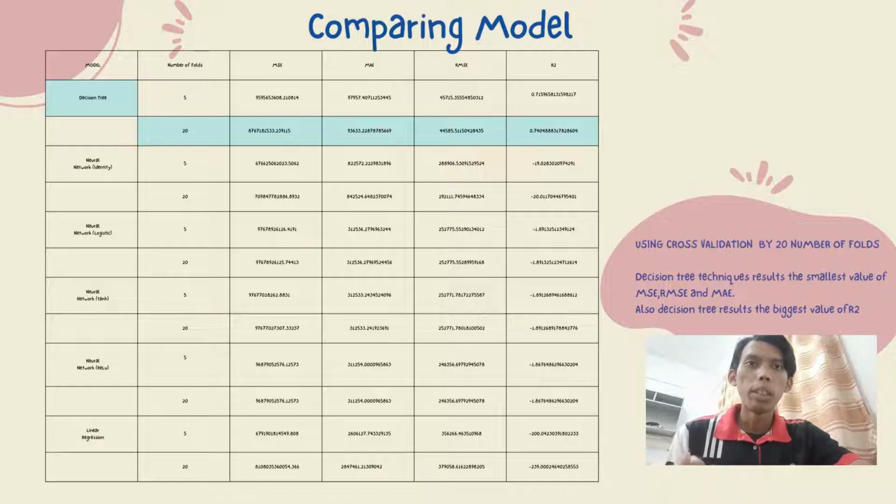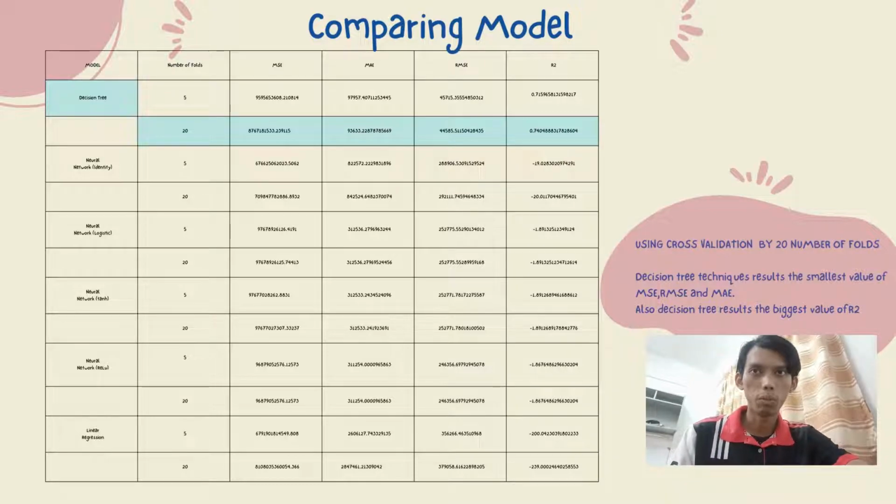We did a comparison of examination of the models, decision tree, neural network, and linear regression, using cross-validation to determine which model is the best for solving a dataset of natural gas consumption. We tested the data with different numbers of folds, 5 and also 20 folds. We compared each of the models using MSE, MAE, RMSE, and R-square values.